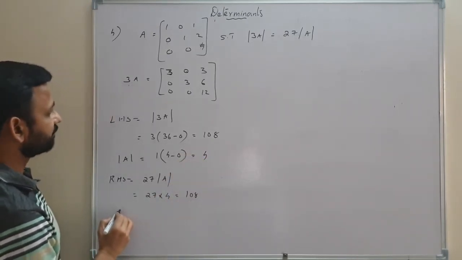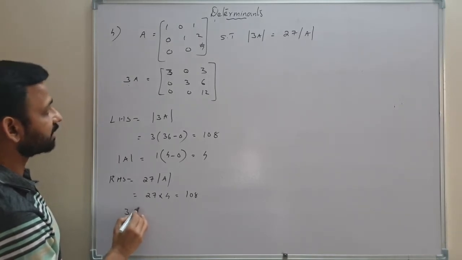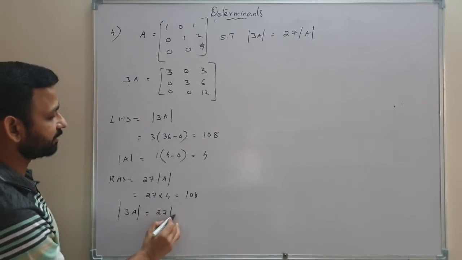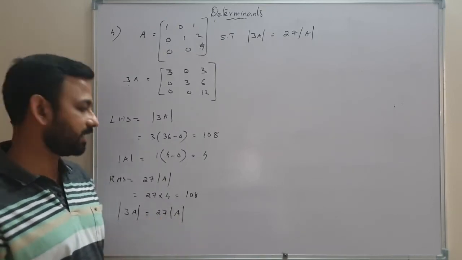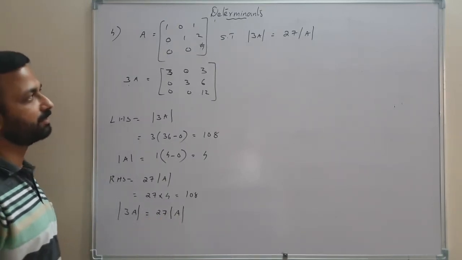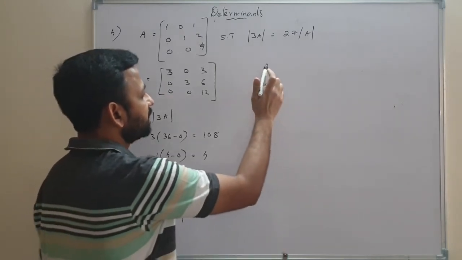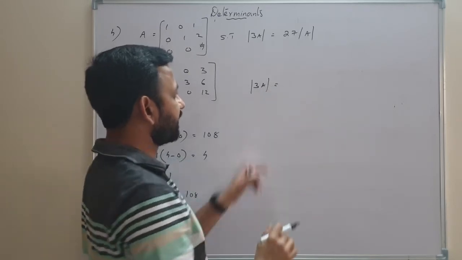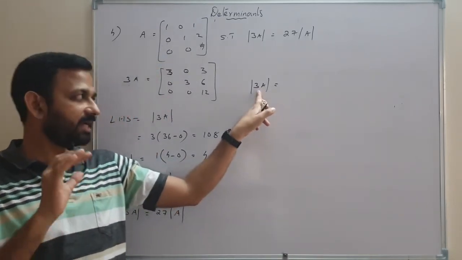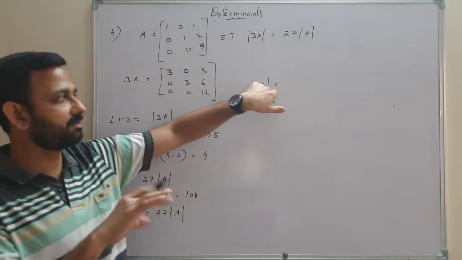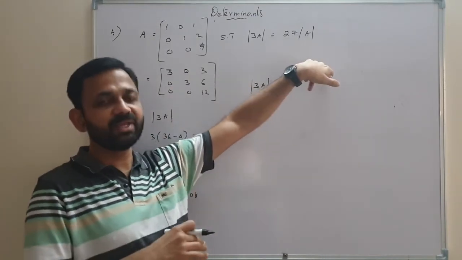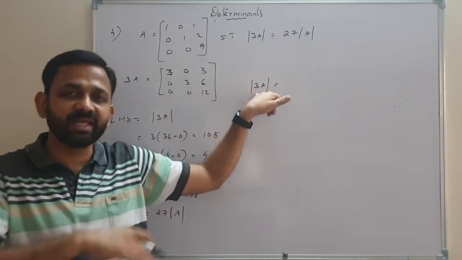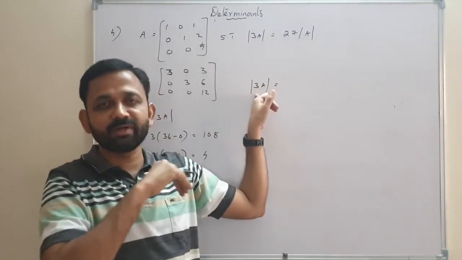So we can say determinant of 3A is equal to 27 into determinant A. When we take 3 outside from a determinant, as I explained in the previous example, when we take any term outside from a determinant, we can take it from any one row or any one column.